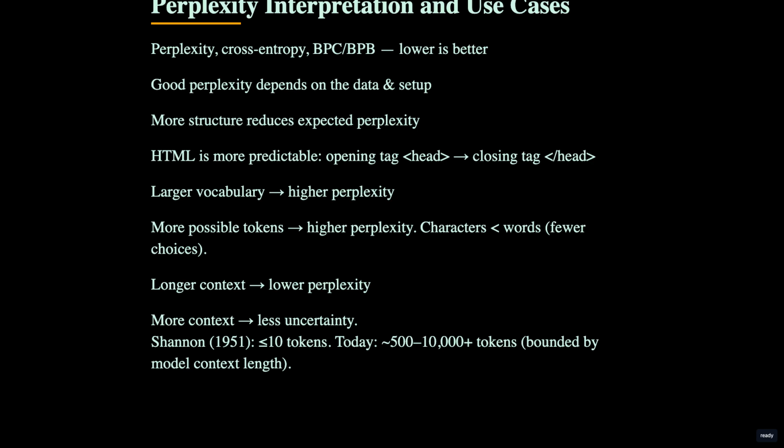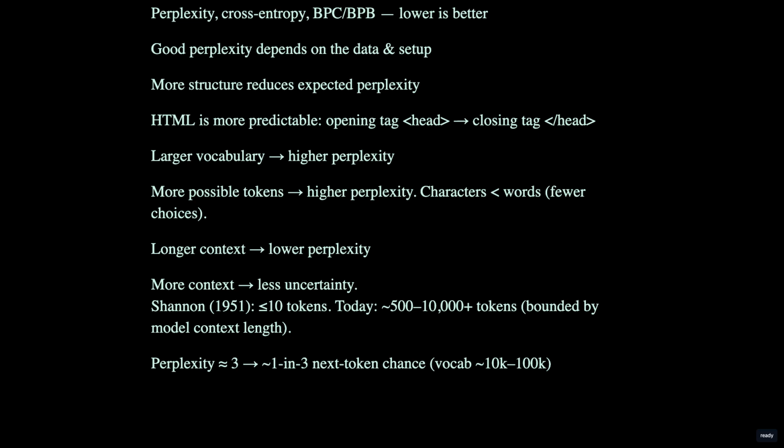A perplexity around 3 means the model, on average, has about a 1 in 3 chance of predicting the next token correctly. That's striking because real model vocabularies contain tens to hundreds of thousands of tokens, so random guessing would be far, far worse. Perplexity is a measure of the model's uncertainty. Lower values indicate much stronger predictive power.